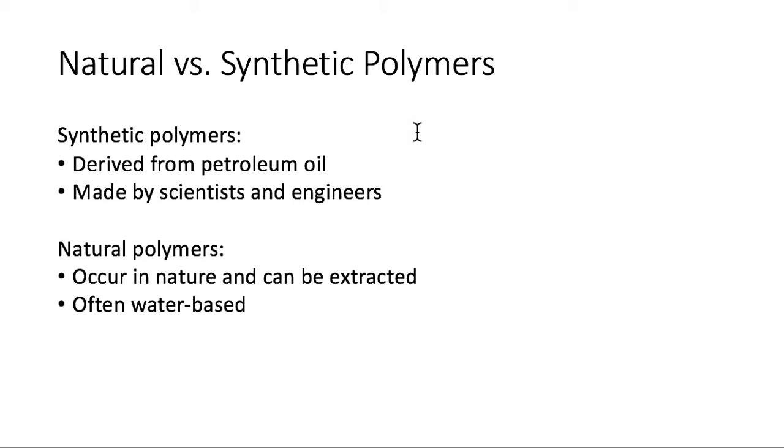Now, we're going to be talking about two different types of polymers. One will be natural and the other one is synthetic. Synthetic polymers are derived from petroleum oil, as described here, and they're made by scientists and engineers. Obviously, synthetic is man-made. On the other hand, natural polymers occur in nature and can be extracted, and they're often water-based. This is really important. Why is this really important?